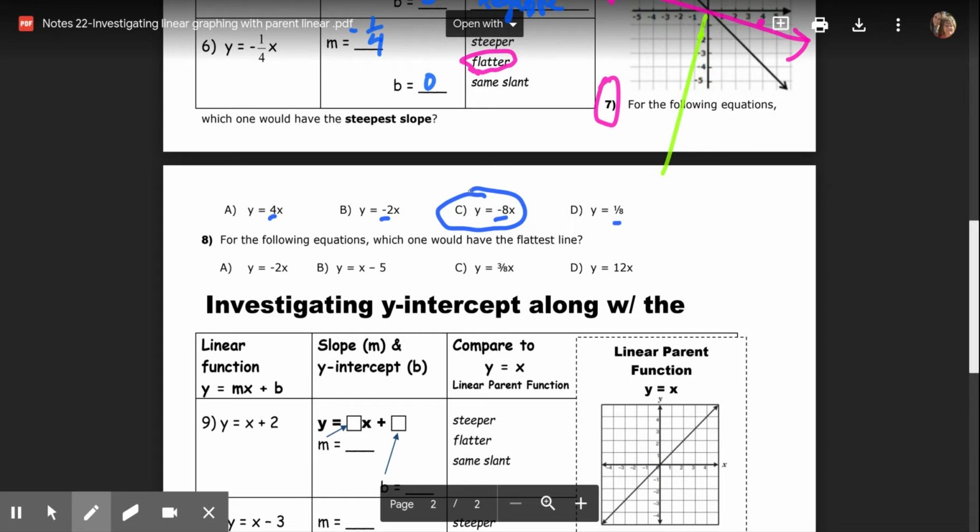Number 8, for the following equations, which one would have the flattest? Okay, so if the steepest was the number that was furthest from 0, the flattest is going to be the number closest to 0. So this is 2 units from 0. This, remember, we're just looking at the slope. That's 1 unit from 0. This is 3/8 from 0, which will be a decimal. And then this is 12 units from 0. So this letter C is your correct answer.